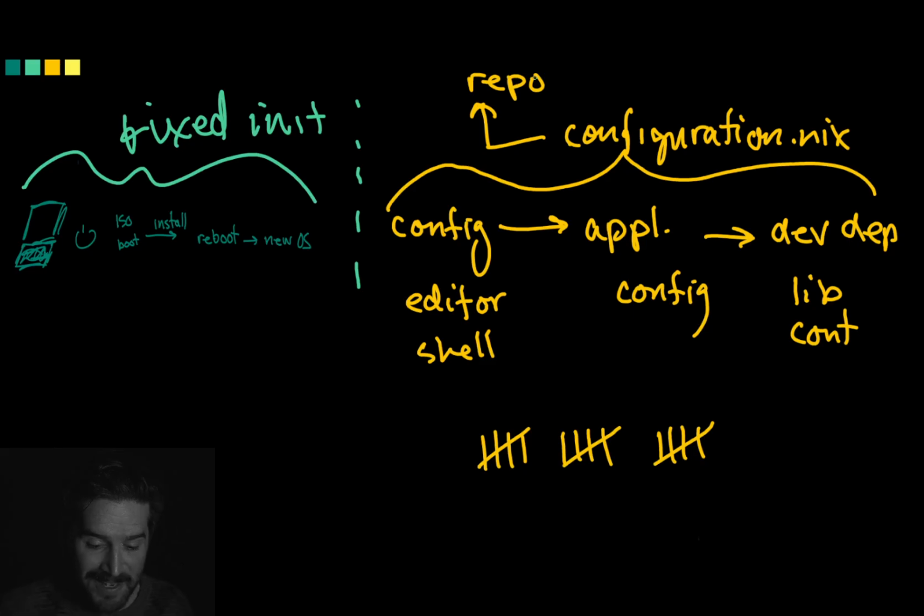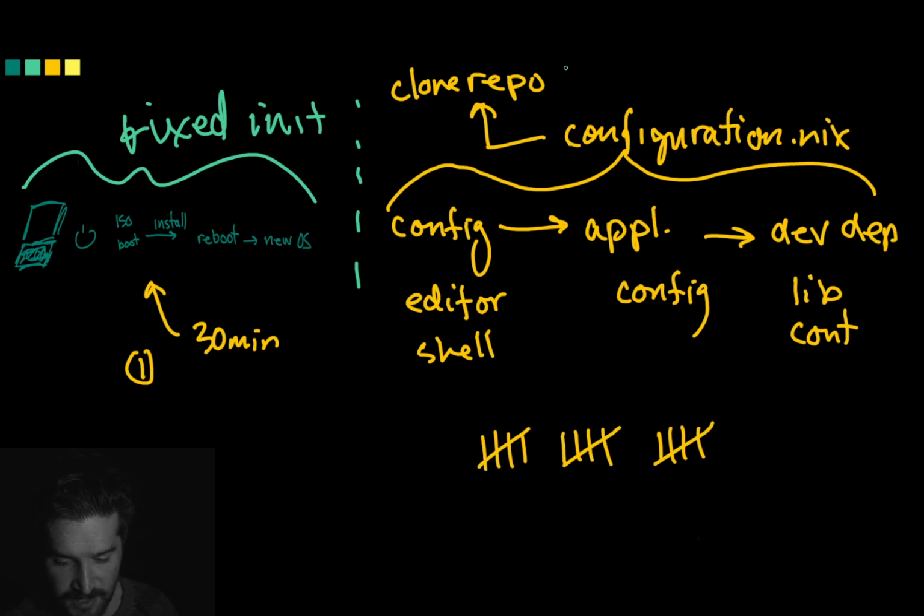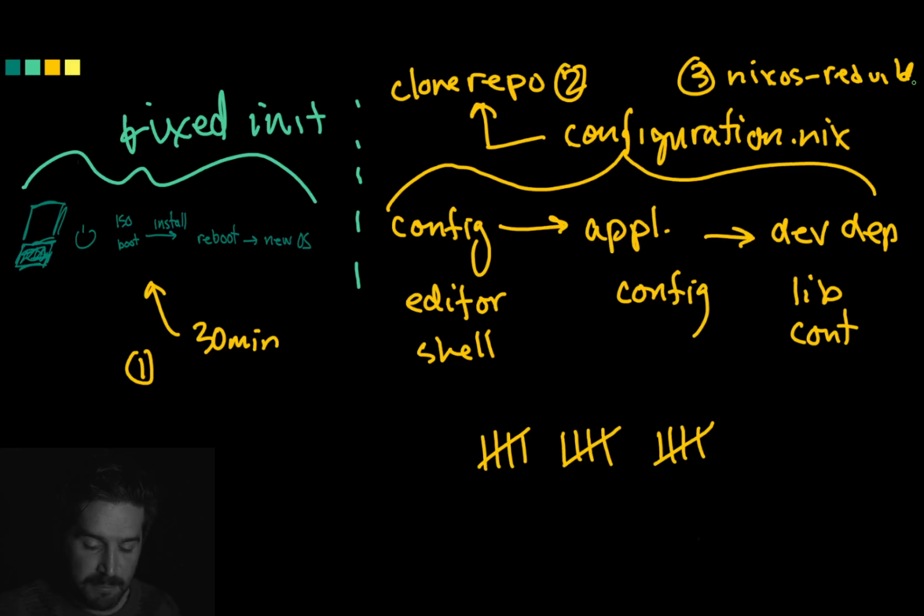And now all I have to do is do this on a server or on a laptop or whatever. This takes like 30 minutes. And then I clone this. So step 1, step 2, and then step 3 is I run nixos-rebuild switch. And all the months and years of configuring an operating system the way you like it is there and ready for you.